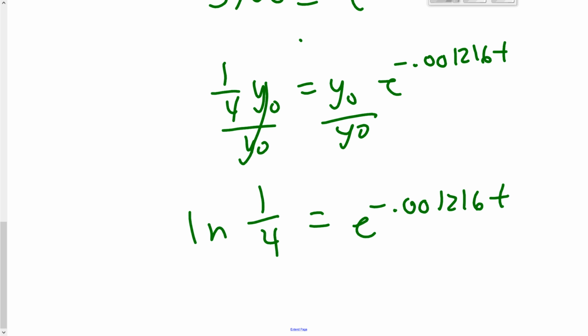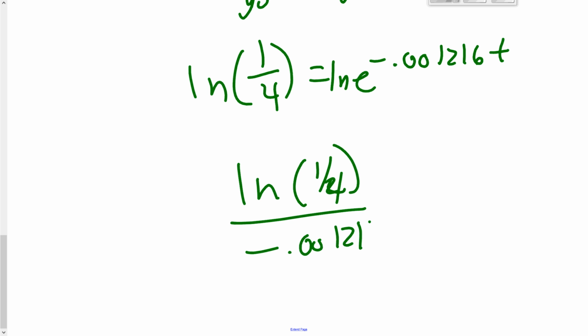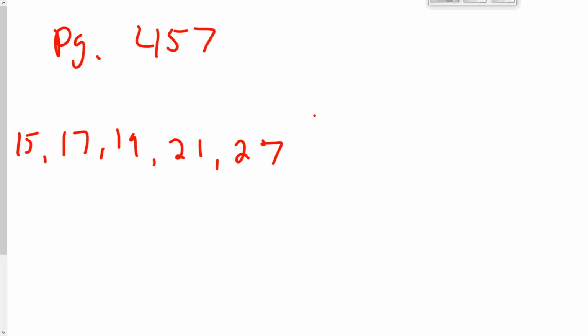I've got to take ln of both sides, right? So basically I'm going to take ln of 1/4, not 1/2. We already know the answer to 1/2. Divided by 0.001216 equals our t. And so t is equal to 11,400 years.